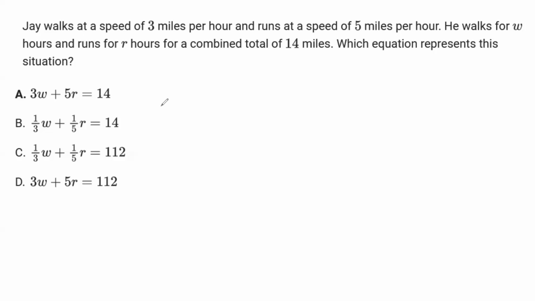So Jay walks at a speed of 3 miles per hour and runs at a speed of 5 miles per hour. He walks for W hours and runs for R hours, for a combined total of 14 miles. Which equation represents this situation?